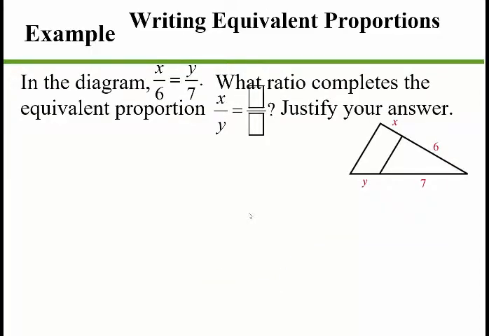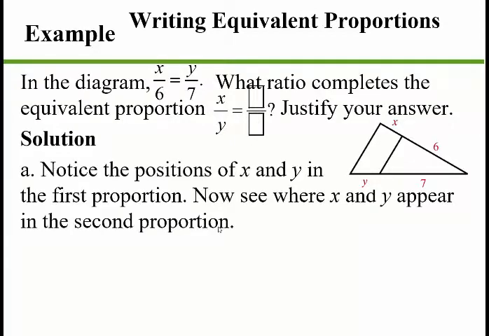Let's talk about this one. In the diagram, the ratio of x to 6 is equal to the ratio of y to 7. What ratio completes the equivalent proportion x to y is equal to what? Let's justify our answer. First, notice the positions of x and y in the first proportion. Now see where x and y appear in the second proportion. The y just got transported down to replace the 6.